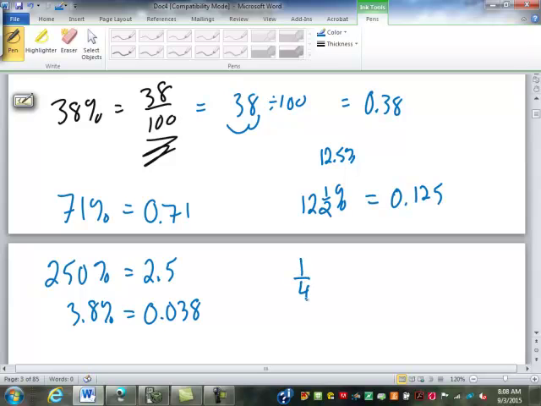How about this one? I usually catch people on this one. 1/4%. Perfect. 0.25 would still be a percent, so you still have to divide by 100 to move it 2 spots. 0.0025. Perfect.